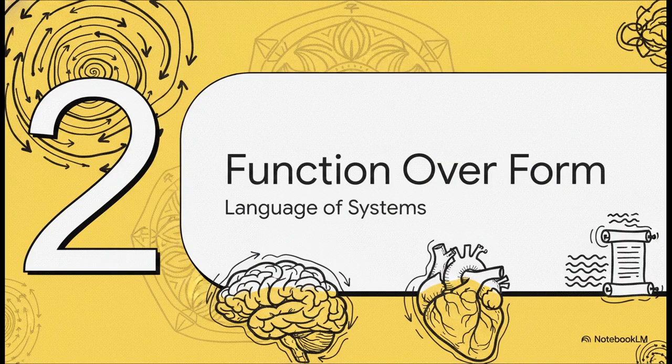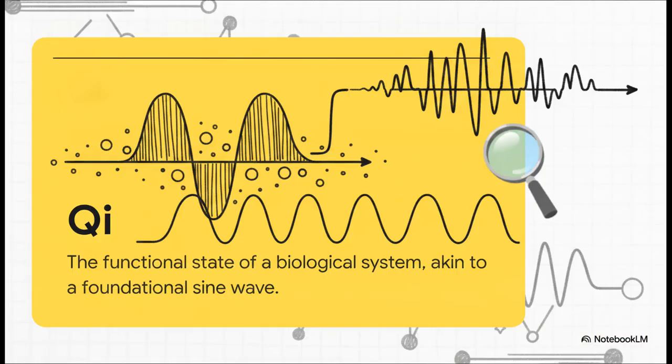All right, Section 2. Function over form. The language of systems. So let's explore how this ancient framework prioritizes dynamic functional states over static physical forms, and specifically the language they use to describe it, because this is where people usually get tripped up. I want you to completely forget the popular pop culture idea of a mystical, magical energy field. Instead, think of qi purely as the functional state of a biological system.